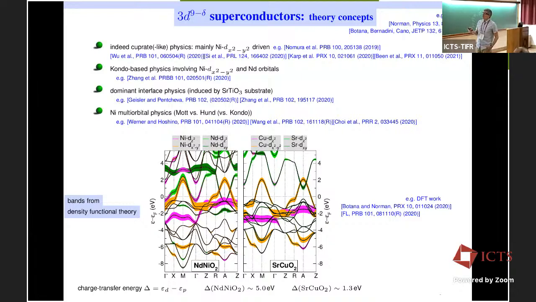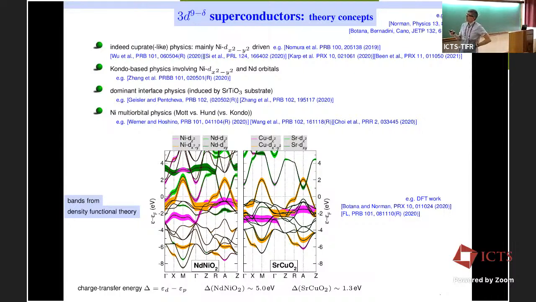And then there's a group which thinks that this is a different kind of superconductivity. It's not really x minus y square only driven, but there are these two orbitals that we've seen. So dz squared and x minus y square are both in some way important to govern the superconductivity. And I think that's also where I more or less belong at this stage.